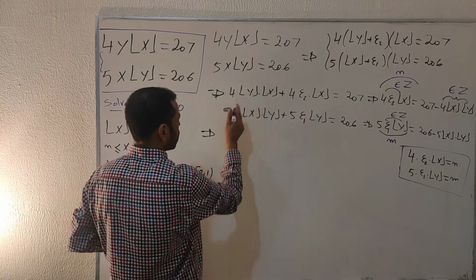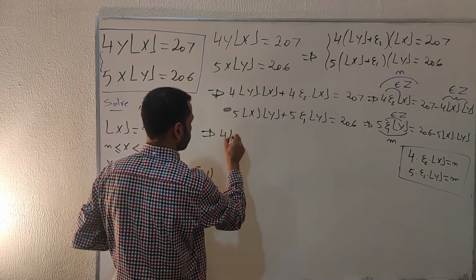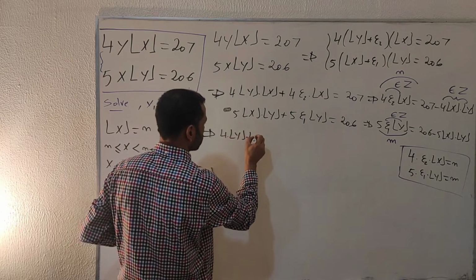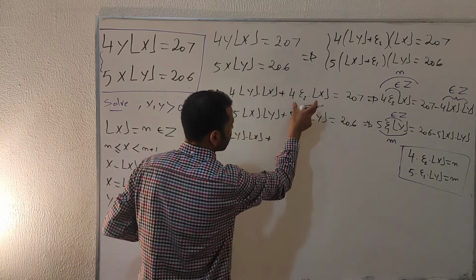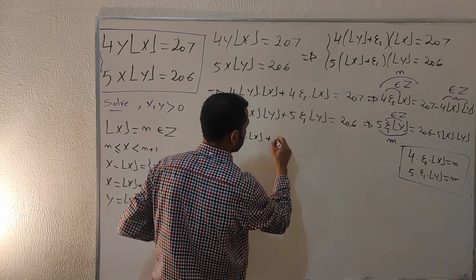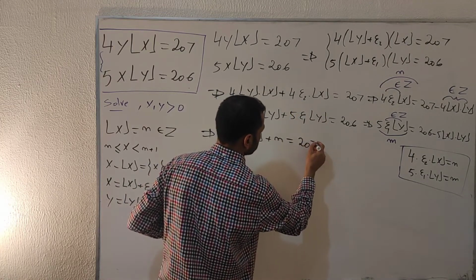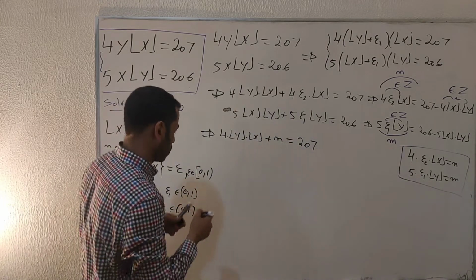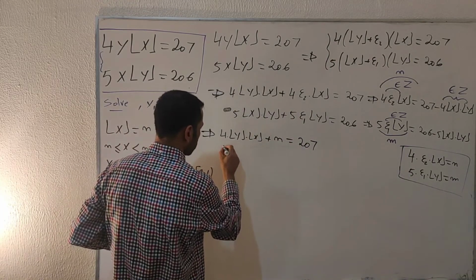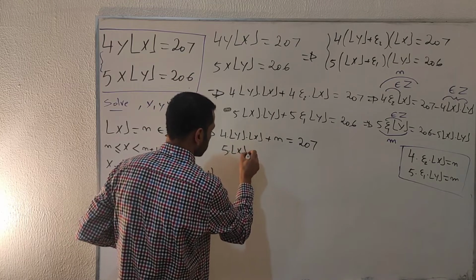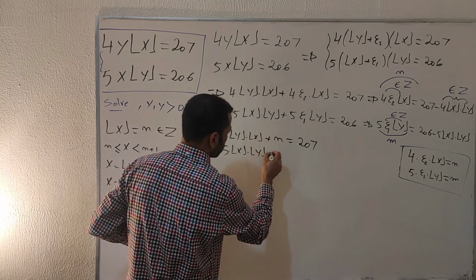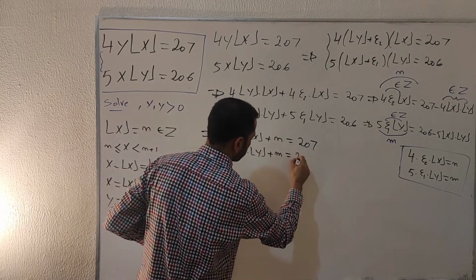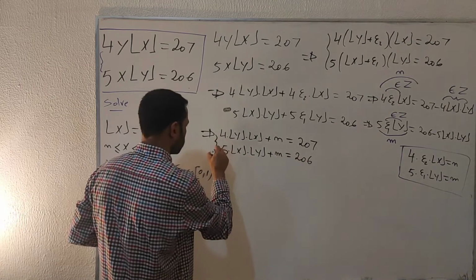So here I will have 4 multiplied by the floor of y multiplied by the floor of x, plus this term, n equals 207. Okay, I'm just taking this information and plugging it into this equation. Then the second equation becomes 5 multiplied by the floor of x multiplied by the floor of y, plus m equals 206. Okay, like this.